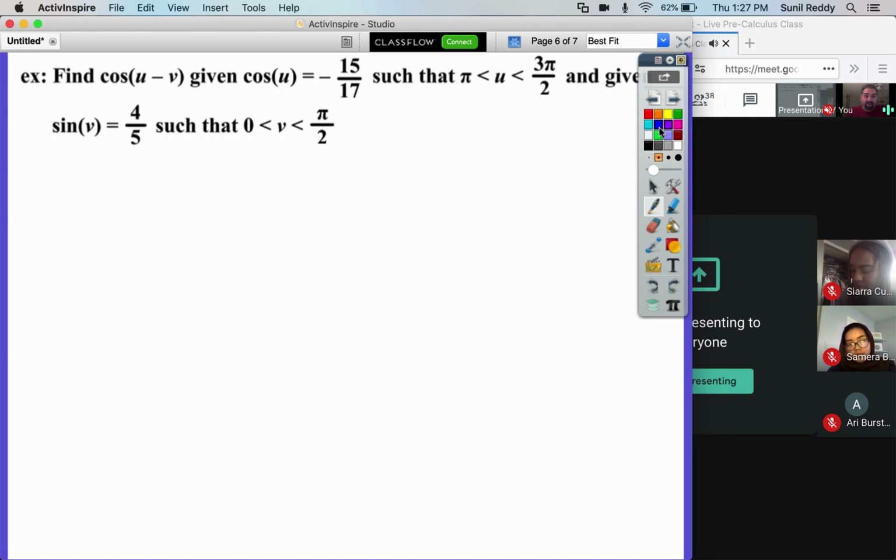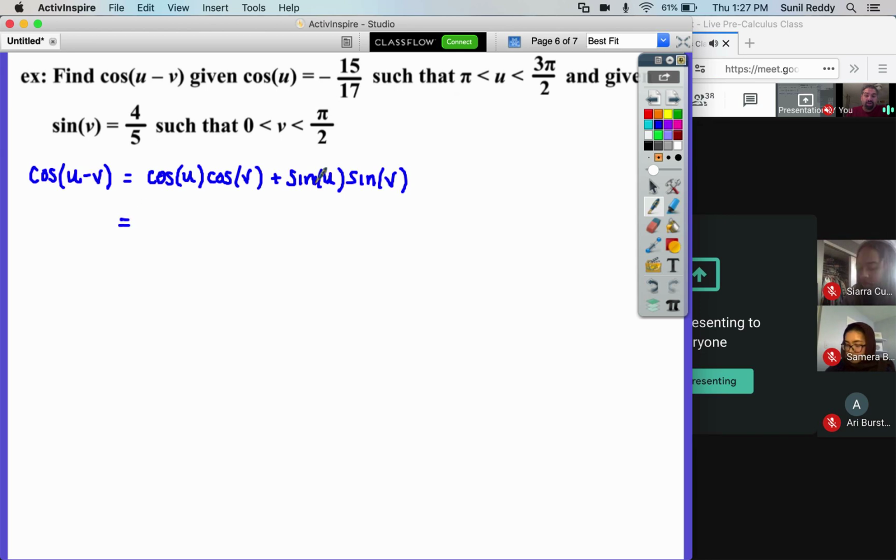So first thing I'm going to do is indicate that I'm being asked to find the cosine of angle u minus v. And using the cosine difference formula, if I flip back to a previous page, that would be the cosine of angle u times the cosine of angle v plus the sine of angle u times the sine of angle v. So that's the formula.